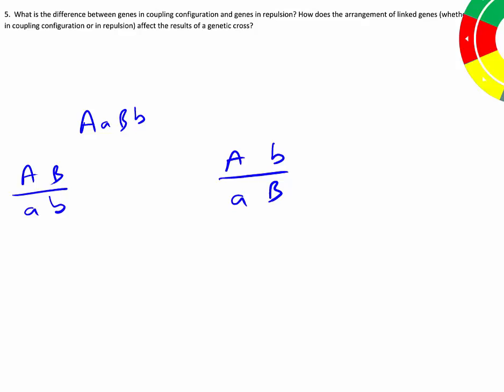And so, just to answer the question, this is what we call coupling, and this is repulsion. Repulsion just means essentially that the same kinds of alleles are on opposite sides of the line. So the capital alleles tend to go apart, and the recessive alleles tend to go together. In coupling, the dominant alleles tend to stay together, and the recessive alleles tend to stay together. So we call that coupling.